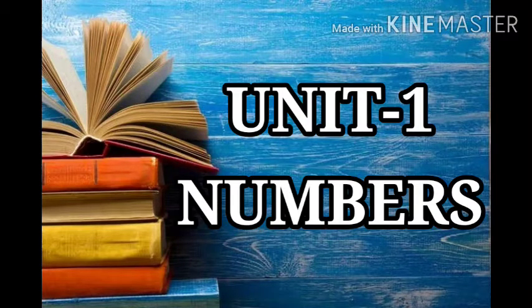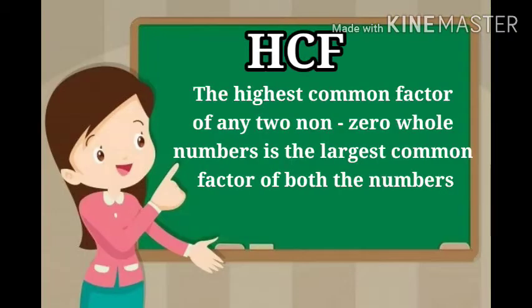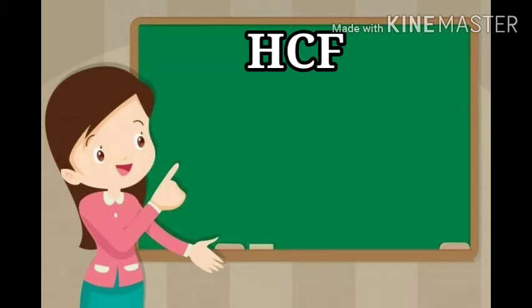Now let's recap what we learnt in the last session. HCF and LCM. What is meant by HCF? Highest common factor. The highest common factor of any two non-zero whole numbers is the largest common factor of both the numbers. Students, as you already know, how to find the HCF. First we have to find the prime factorization of each number. Then we have to find the product of common factors.